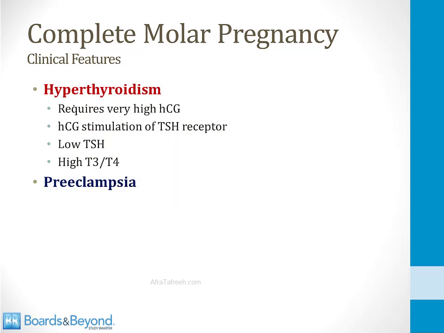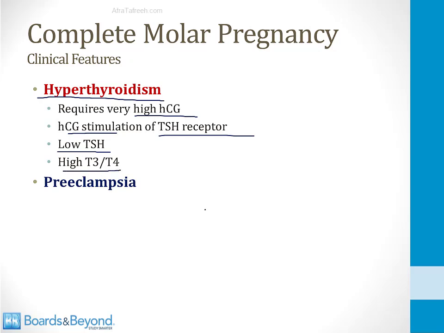Women can also potentially develop hyperthyroidism in a molar pregnancy. This requires very high levels of HCG. The exact etiology is not known, but it's believed to be related to the fact that HCG can stimulate the TSH receptor. Remember that HCG and TSH both share a similar alpha subunit, so when the level of HCG gets very high, it's thought that that begins to drive the TSH receptors in the thyroid. The TSH level will obviously be low because the pituitary gland is trying to decrease the amount of thyroid hormone produced by the thyroid gland, but the T3 and T4 levels will be high because the thyroid gland is being stimulated by HCG.